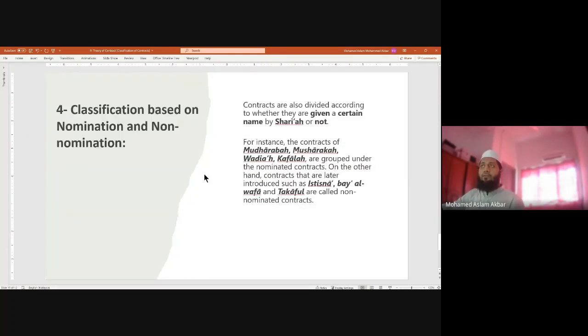Okay, now we have to move to the number 4. Number 4 is classification based on nomination and non-nomination. So this is very simple to understand.